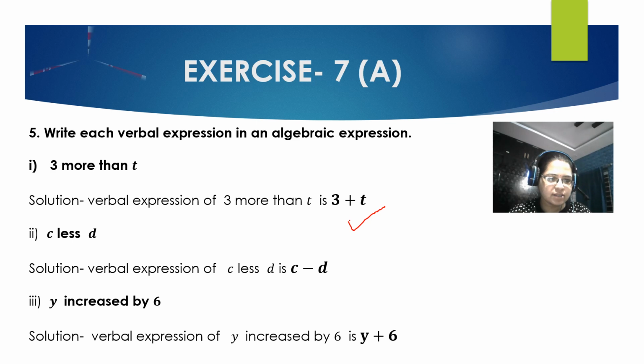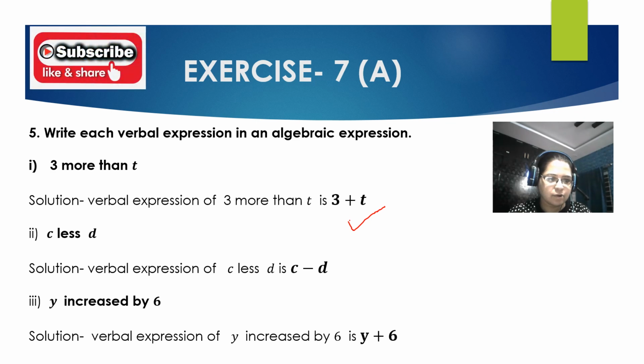Then second bit C less D. Here verbal expression less will be represented with negative sign, that is minus sign. So verbal expression of C less D is C minus D. Less is represented with minus sign. Third bit Y increased by 6. Here increased by will be represented with plus symbol. Verbal expression of Y increased by 6 is Y plus 6.